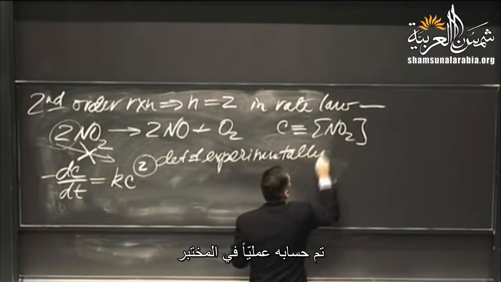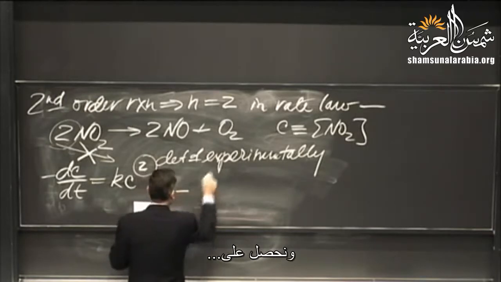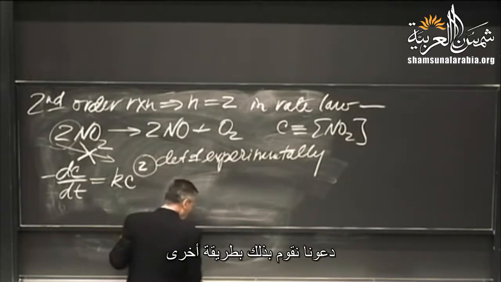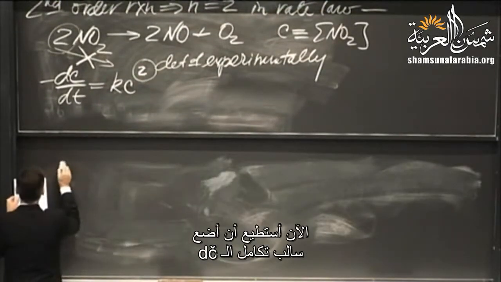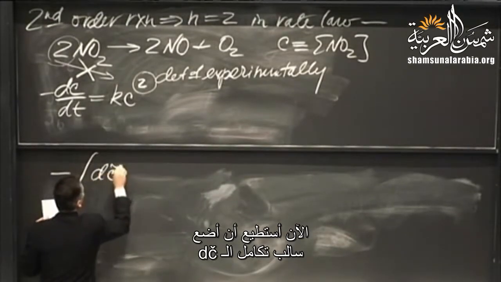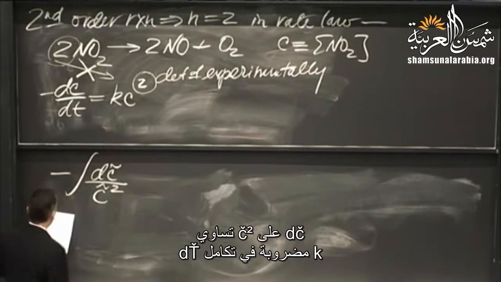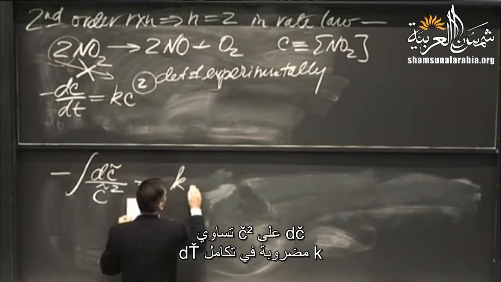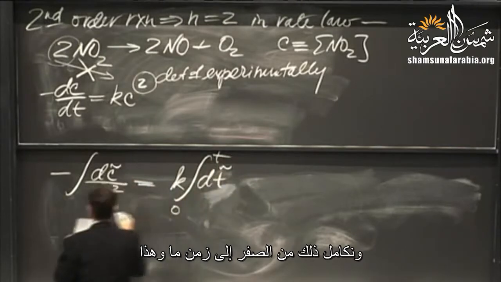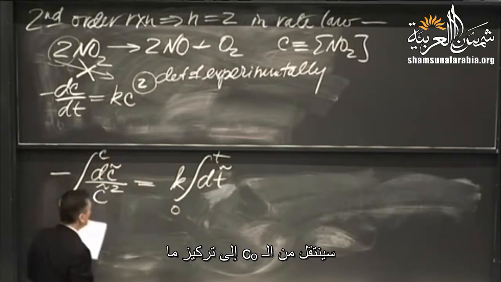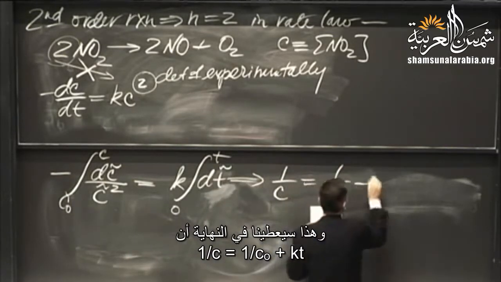Experimentally in the laboratory. All right, so now we can integrate this thing. Boards are cheap, so let's jump down to the next one. So now I can put minus the integral of dC tilde over C tilde squared equals k, the integral dt tilde. We can integrate this from 0 to some time, and this will go from C naught to some concentration, and that will give us 1 over C equals 1 over C naught plus kt.